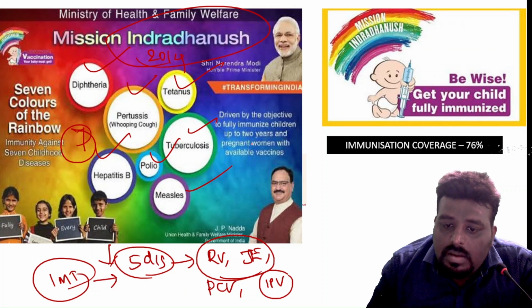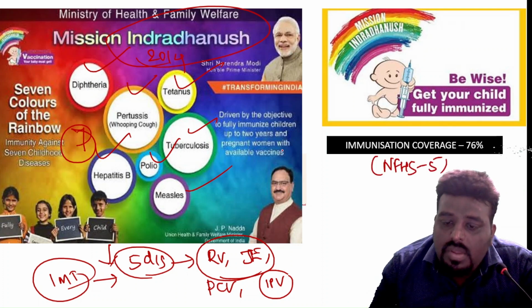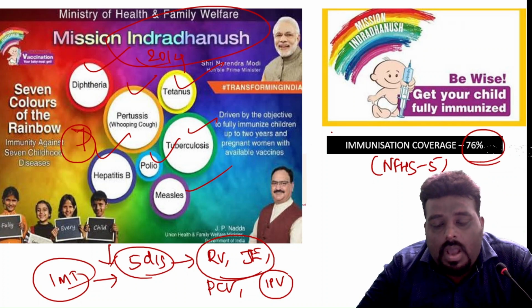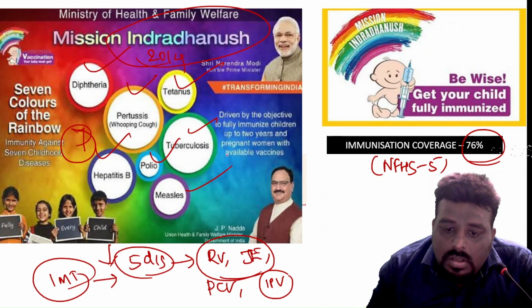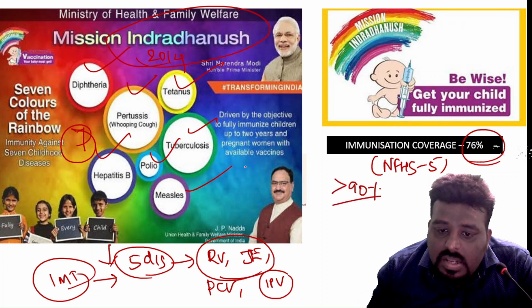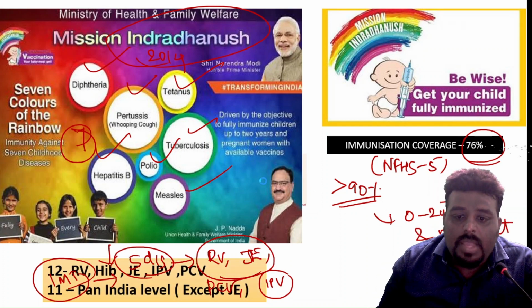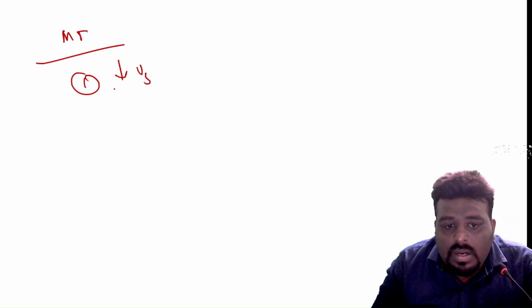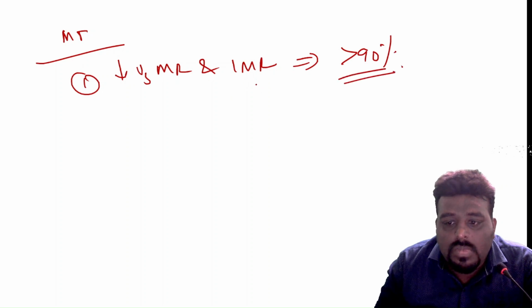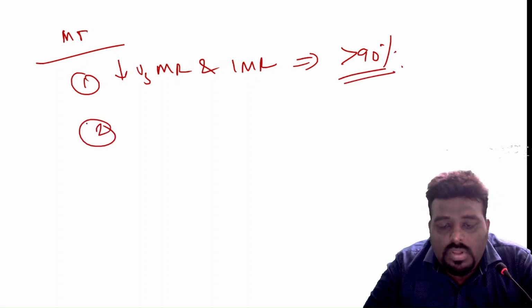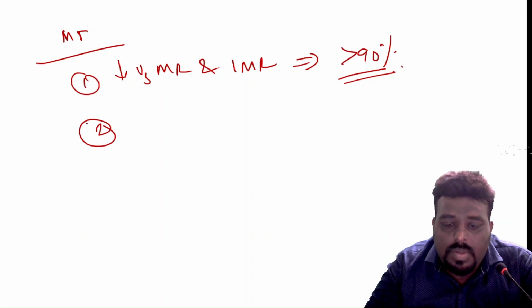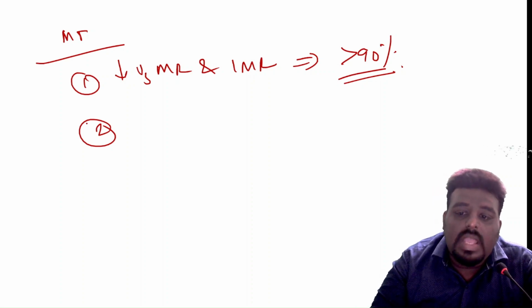According to the latest NFHS 5 data, our immunization coverage is 76%. But the goal of Mission Indradhanush is more than 90% coverage for 0 to 2 years children and pregnant women. That is the main objective. The main purpose of Mission Indradhanush is to reduce the under 5 mortality rate and IMR by covering more than 90%. If there is more than 90% vaccine coverage in under 5 children, there will be reduced under 5 mortality and infant mortality.